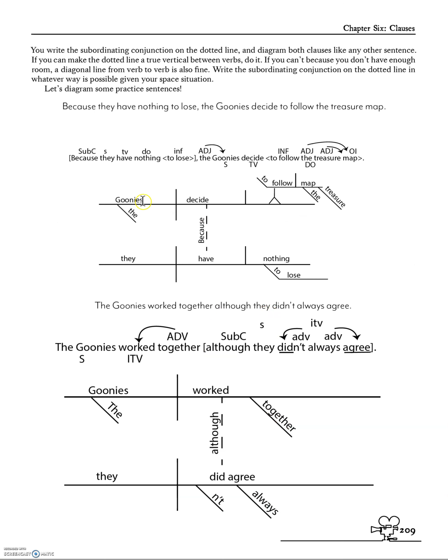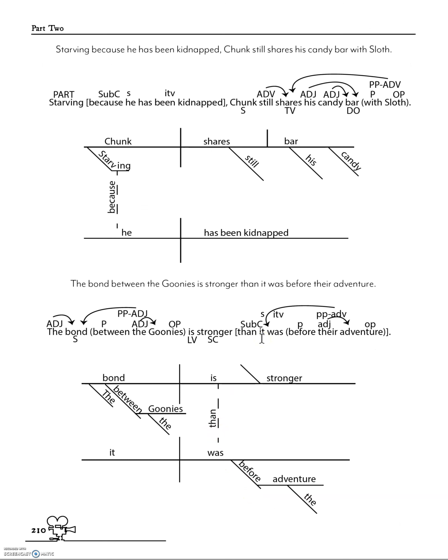So let's see. So you've got the Goonies decide, what do they do to follow the map? That is your independent clause, and then they have nothing to lose is your dependent clause, and you put because on the line there. So Goonies work together is going to be your independent, and then they didn't agree is going to be your dependent, and then you put an although in between them. Keeping it going, you've got starving. How is he starving, or why is he starving? Because he has been kidnapped. And then the bond is stronger, and then it was. So you've got a then.